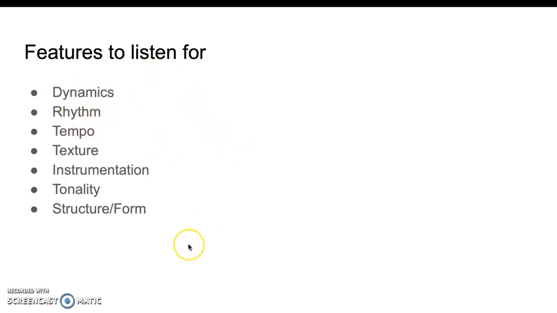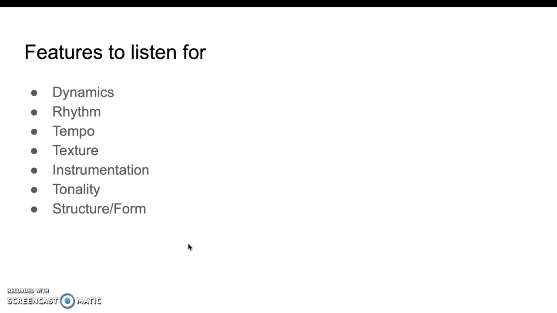Texture, so what's happening? How many layers are there to the song? If there's a melody and nothing else, just one melody, and that's all you hear, it's monophonic. If you hear the melody and it's accompanied by chords, now those chords could be on a piano or a guitar, but equally it could be a combination of instruments from an orchestra coming together to play accompanying chords.